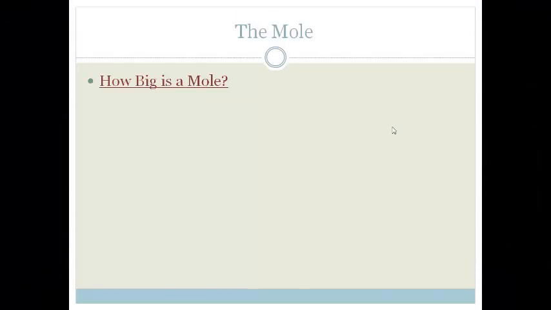Right, grade 10s, now that you know what a mole is and how big it is, we're going to be using it in the next couple of lessons when we do chemical calculations.